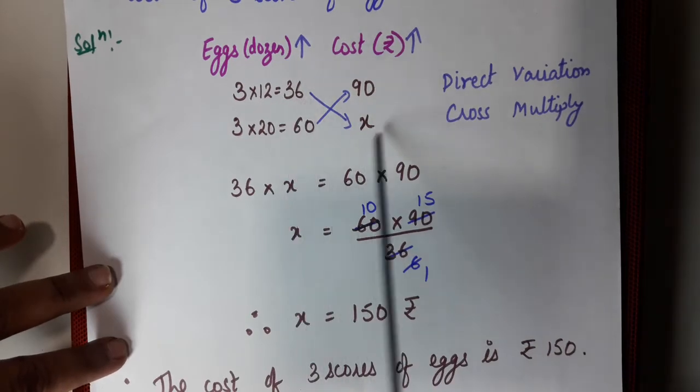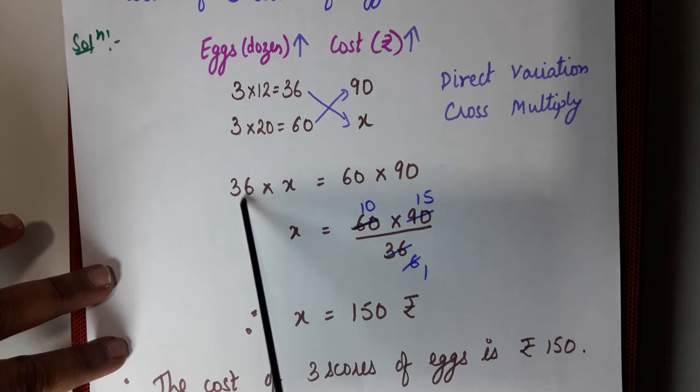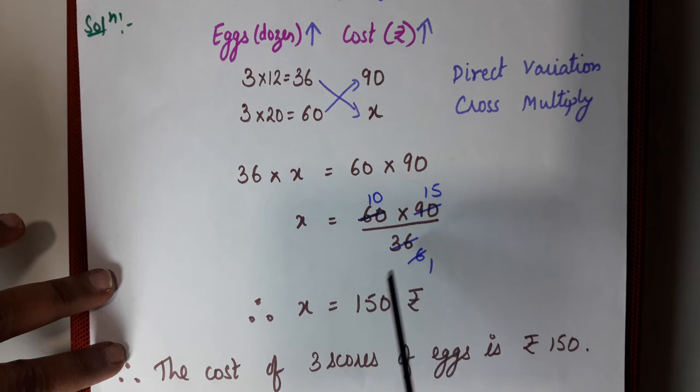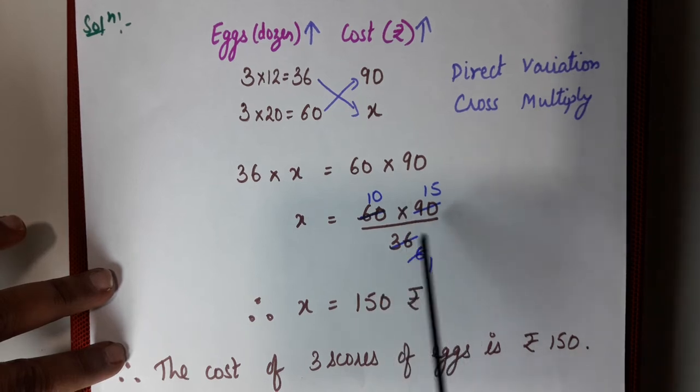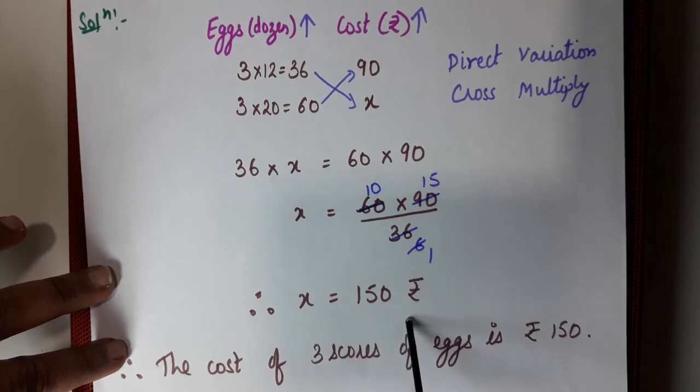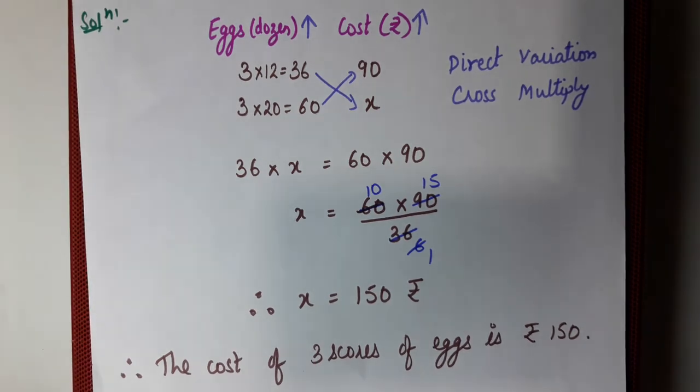So 36 into x equals 60 into 90. 36 is in multiplication, it will go to the other side and become division. So you have 60 into 90 upon 36. Reduce it. I have reduced with 6. 6 sixes are 36, 6 tens are 60, and again I have reduced with the other multiple. When you reduce everything, you get the final answer as 150 rupees. So the cost of 3 scores of eggs is rupees 150. You can reduce anyhow. Either you can reduce 36 and 90 first, or you can reduce 60 and 36.